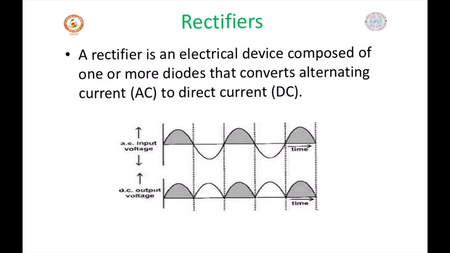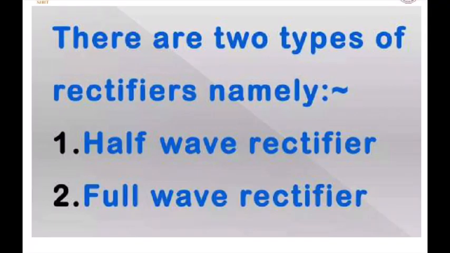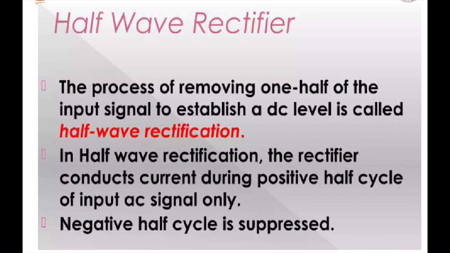Coming to the types of rectifier, there are two types: one is the half wave rectifier and the other is the full wave rectifier. What do you mean by half wave rectifier? AC signals have both positive and negative cycles, so you should first understand what a half wave rectifier is.